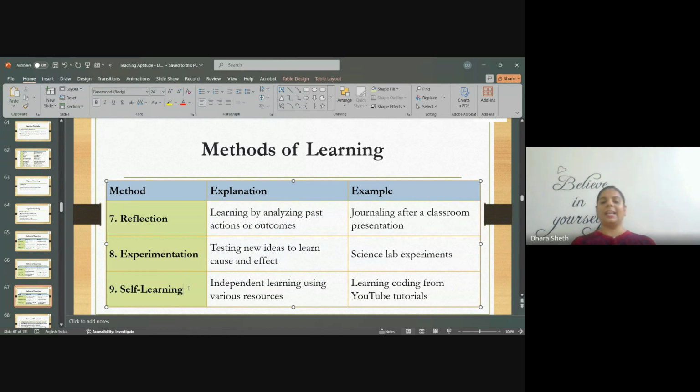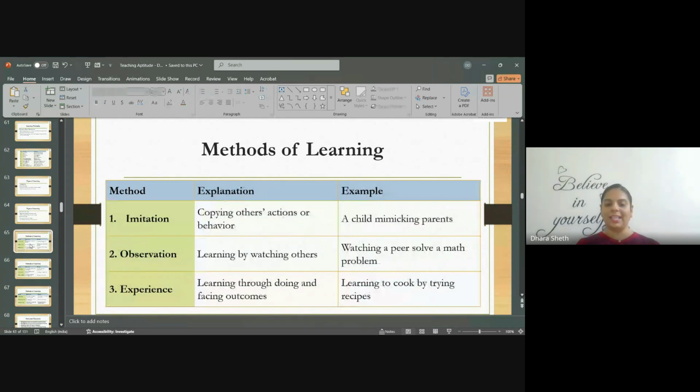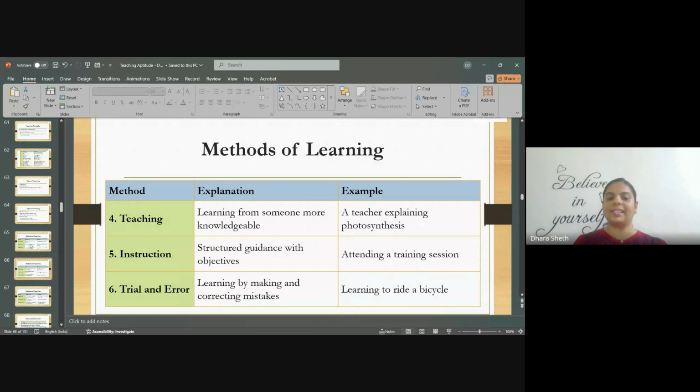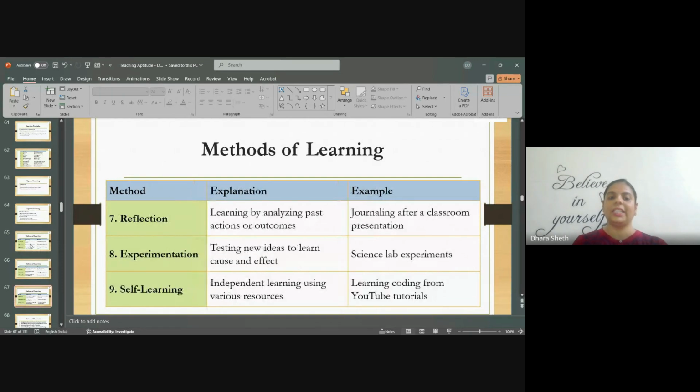And self-learning, independent learning using various resources. Like you watch YouTube and then you learn how to edit videos or how to create Instagram carousels. That is self-learning. So 9 methods of learning: imitation, observation, experience, teaching, instruction, trial and error, reflection, experimentation, and self-learning. Okay. So these are the 9 methods by which learning happens. Clear?